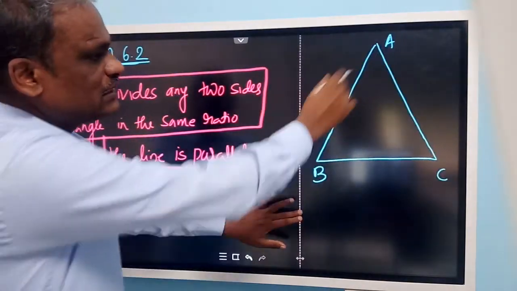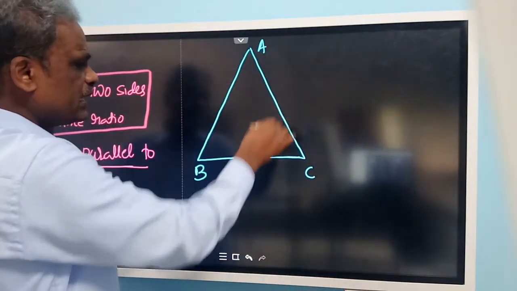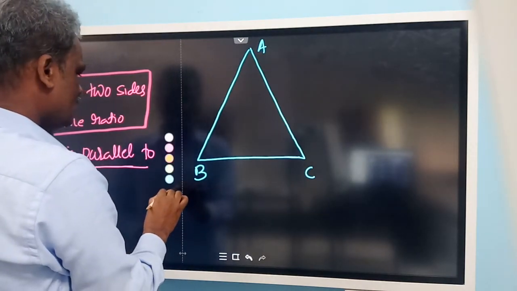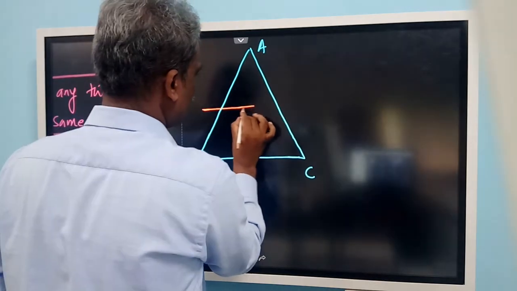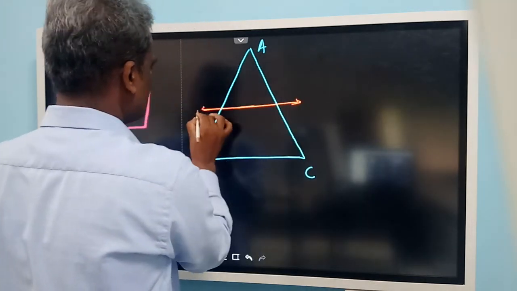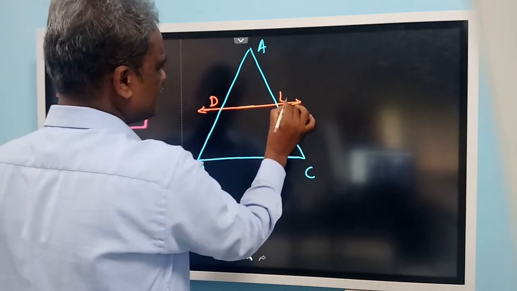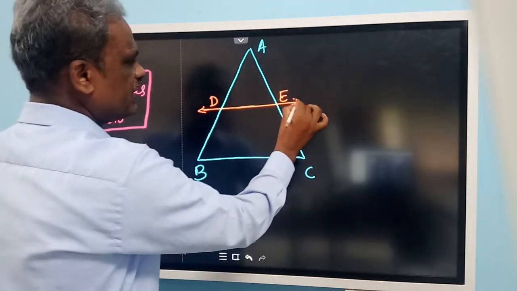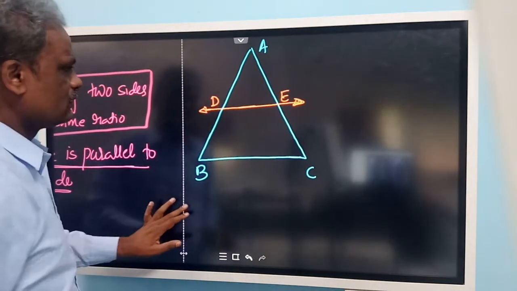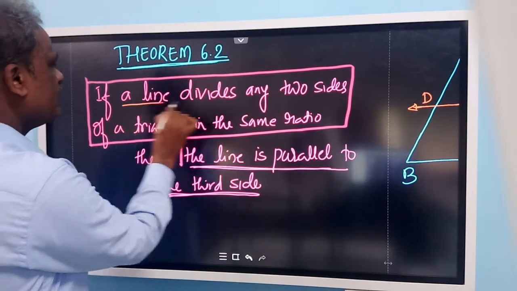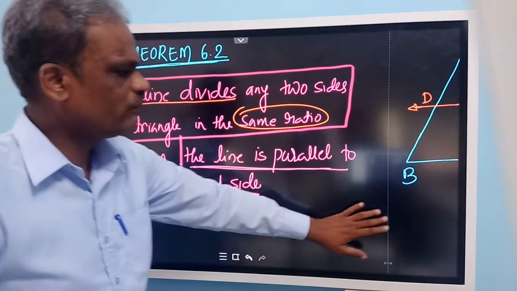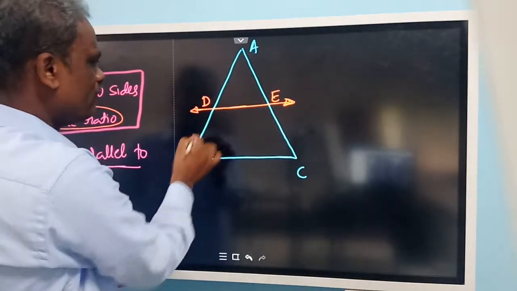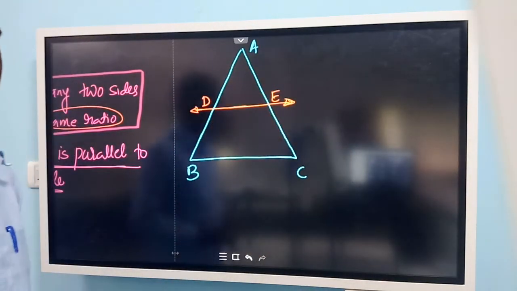In this triangle ABC, let us take a line that divides two sides. I will take two sides as AB and AC. These two sides are divided by one line. So let us draw a line. This is a line, DE, which is dividing these sides. What are they telling? A line divides two sides of a triangle in the same ratio. Same ratio means AD by BD is equal to AE by CE.